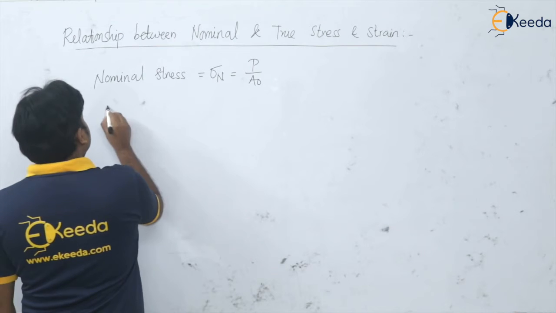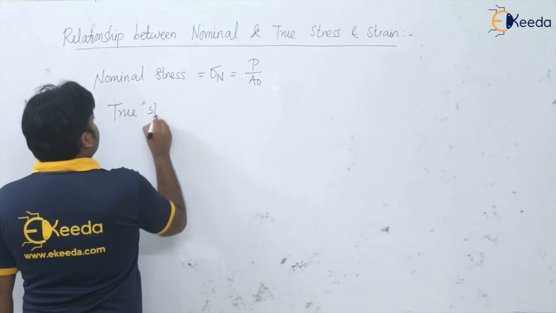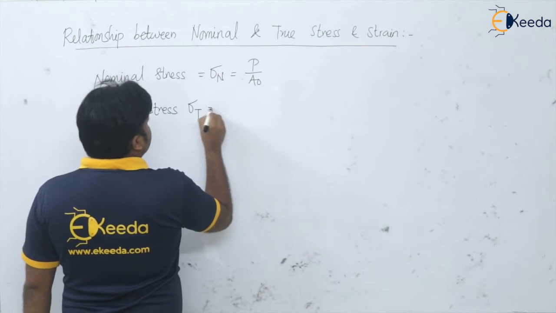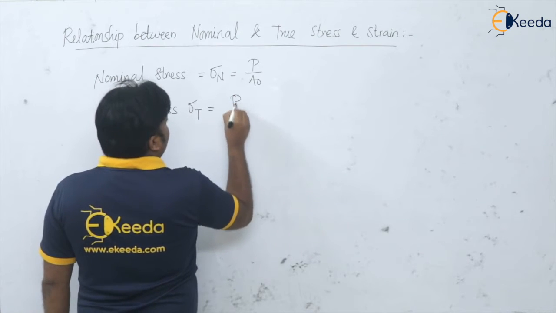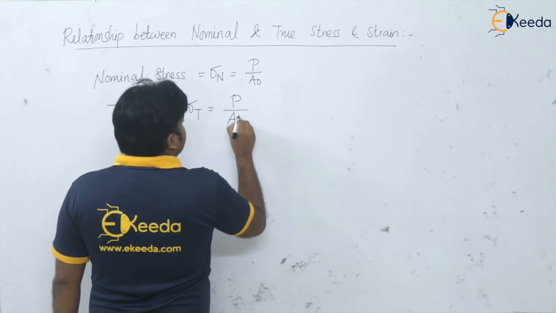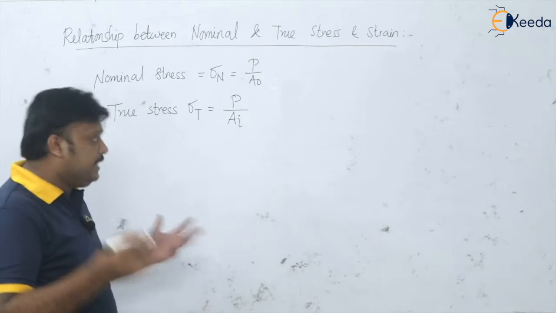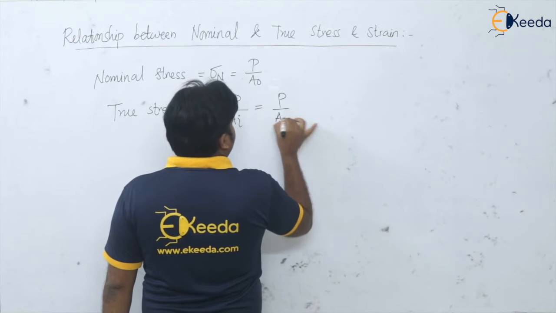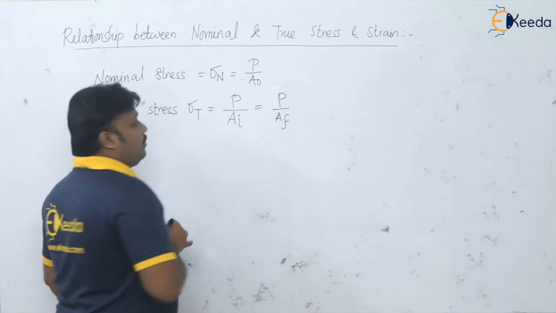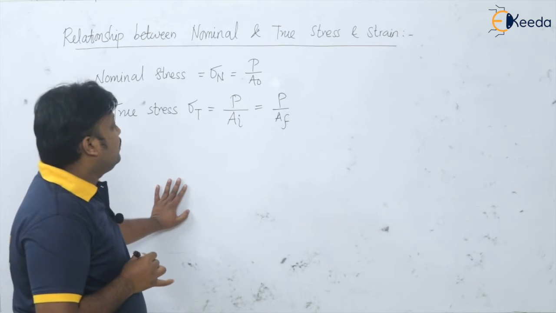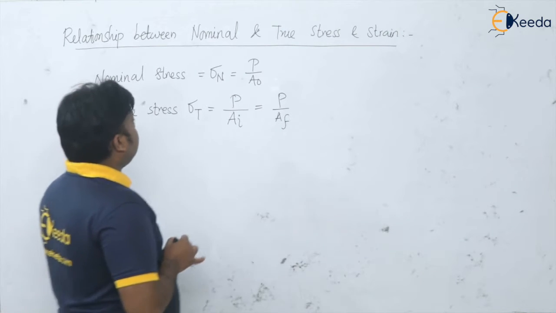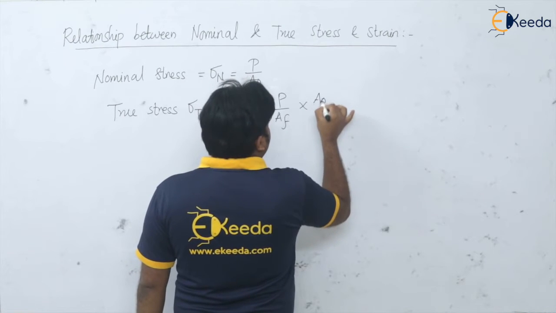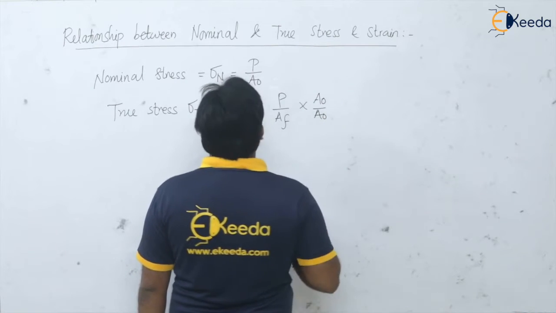And the true stress is given as sigma t is equal to the applied load P divided by the instantaneous area, or the area at the time of fracture. So I will write this as P divided by AF, where AF is the final cross sectional area of this specimen.